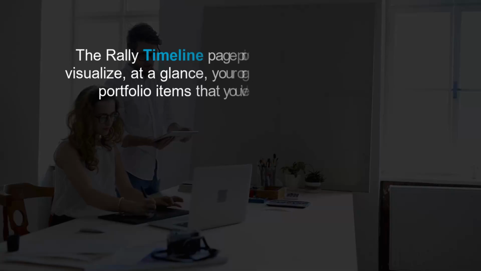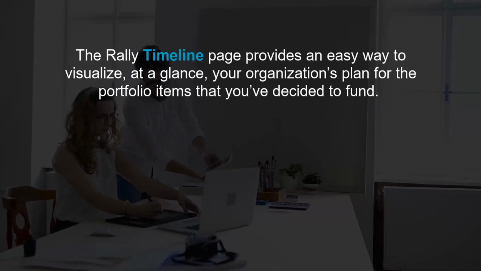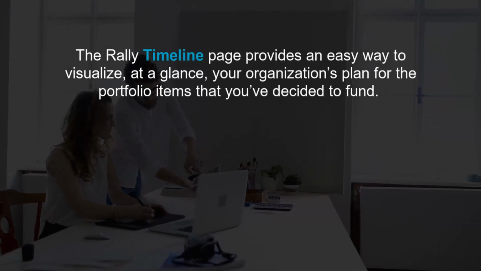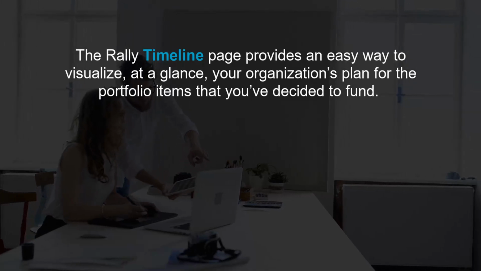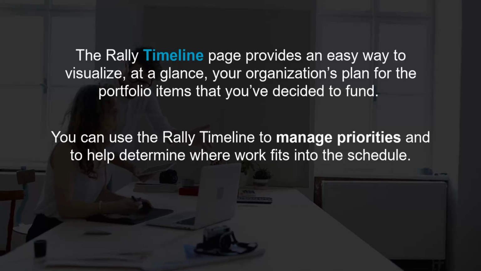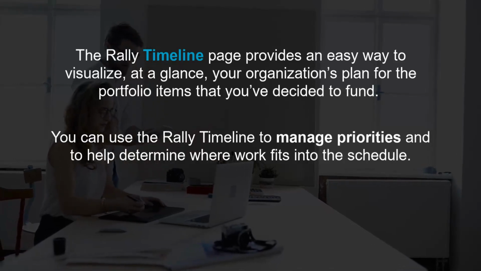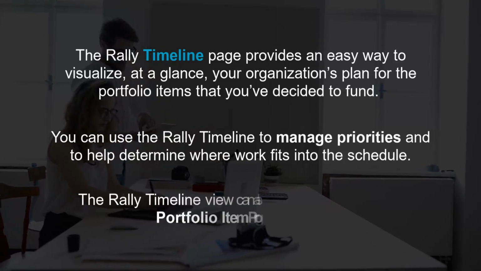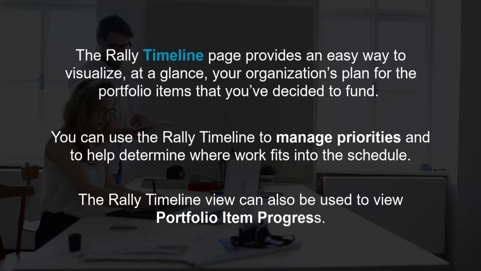The Rally Timeline page provides an easy way to visualize at a glance your organization's plan for the portfolio items that you've decided to fund. You can use the Rally Timeline to manage priorities and to help determine where work fits into the schedule. The Rally Timeline view can also be used to view portfolio item progress.